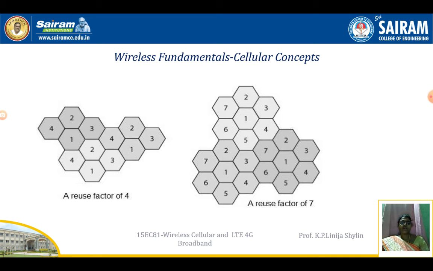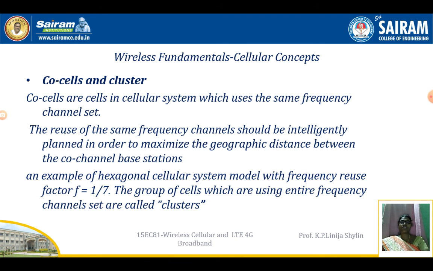Using this diagrammatic structure, we are very clear about the frequency reuse factor when f is less than or equal to 1 or f is less than or equal to 4. For example, we have taken a reuse factor of 4 and a reuse factor of 7. Now coming to the co-channel cells: they use the same frequency. Here, for example, we can take f equal to 1 by 7.